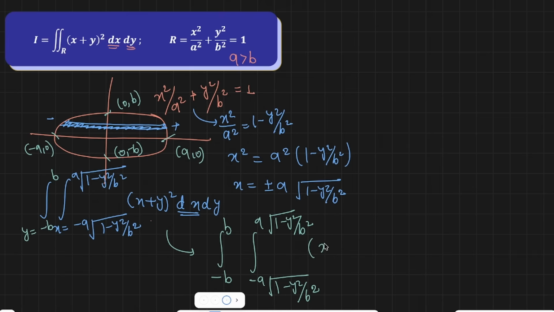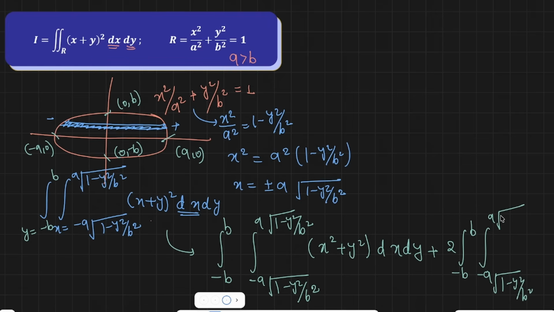So it can be written like this, x square plus y square, because both of these are even functions here, and when I open this, I will get one term that will be 2xy. So it will be twice of the integral from minus b to b, and from minus a square root of 1 minus y square upon b square to a square root of 1 minus y square upon b square, of x into y dx dy. While integrating with respect to x, your x will be an odd function. So whenever it is odd, this whole integral will be 0, because there is one concept.